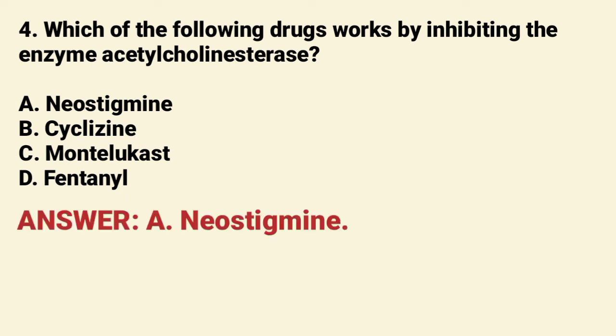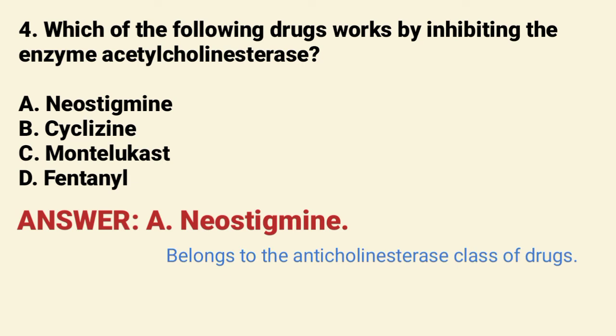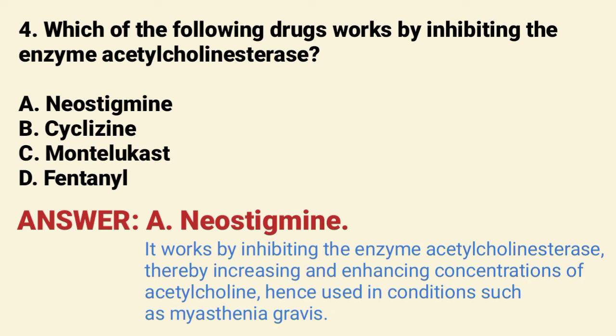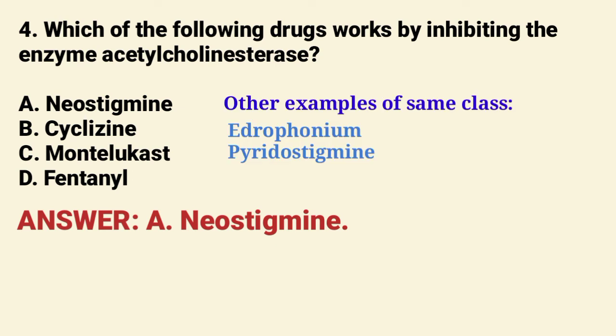Answer A. Neostigmine. Neostigmine belongs to the anticholinesterase class of drugs. It works by inhibiting the enzyme acetylcholinesterase, thereby increasing and enhancing concentrations of acetylcholine, hence used in conditions such as myasthenia gravis. Edrophonium and pyridostigmine are two other notable examples from this class.